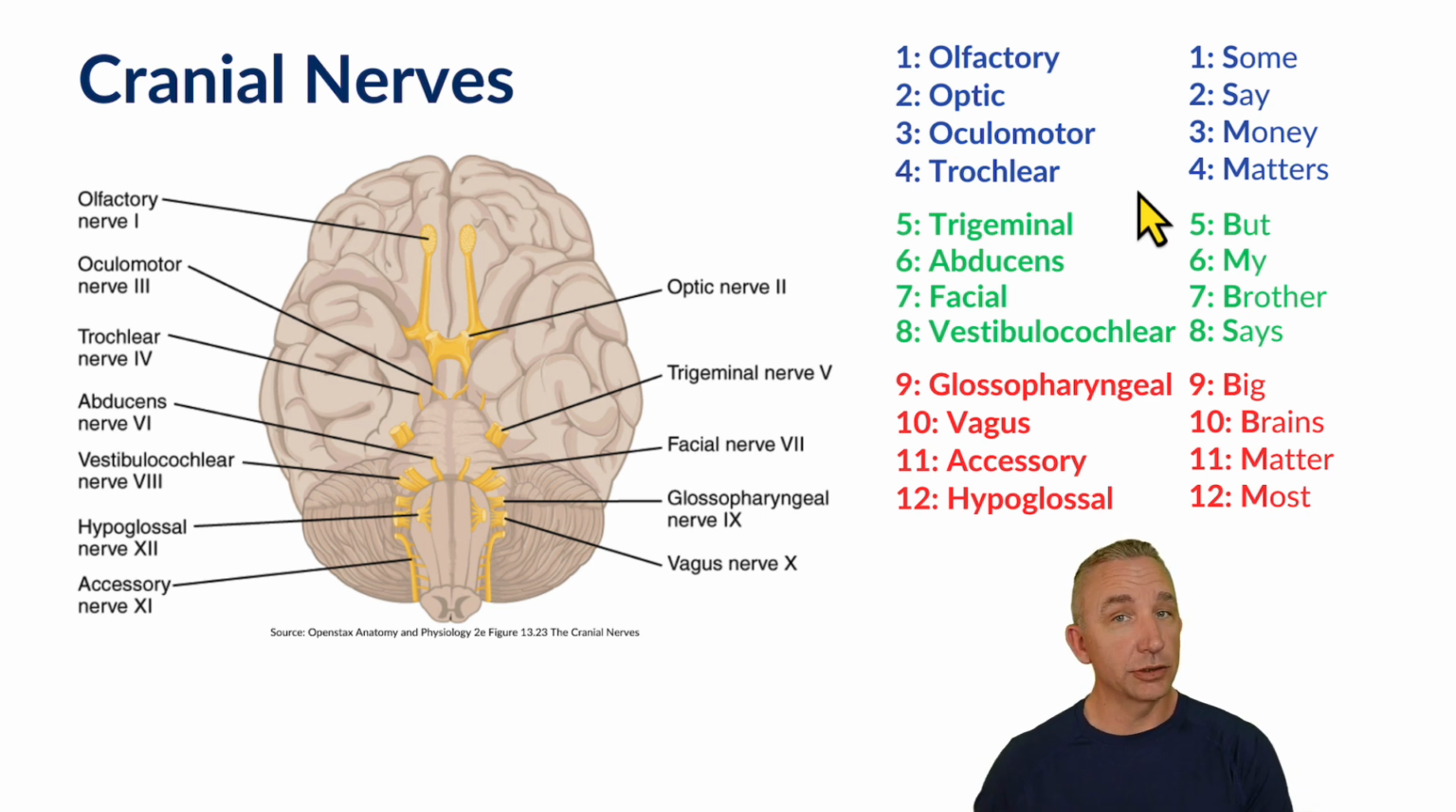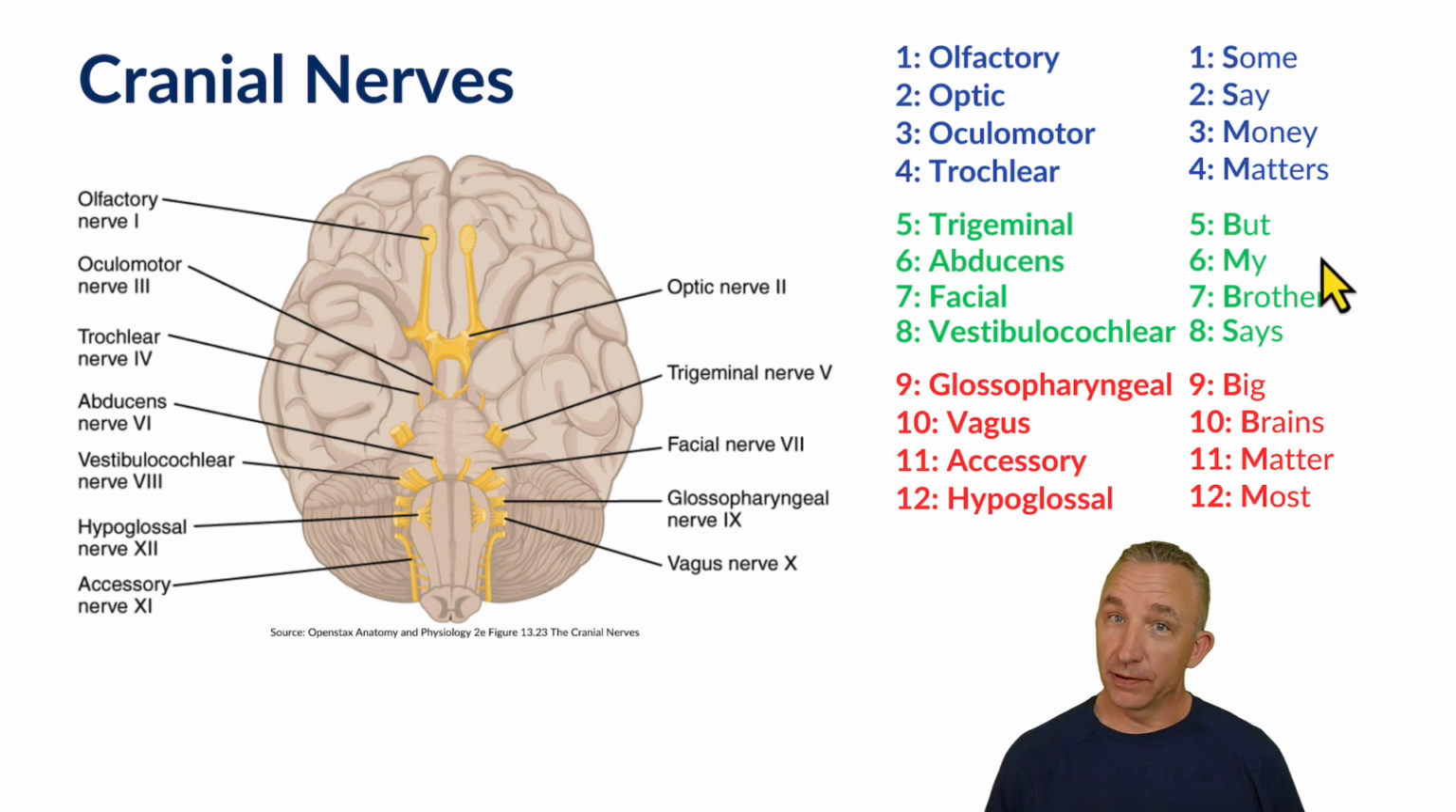And then we're trying to associate what do they do by function. So I did add this mnemonic that says some say money matters, and I'm using the first letter to indicate is it sensory or motor. For the first 4, I don't even use this mnemonic. I just learned SSMM. So now I have my first 4 covered. So I look at olfactory, sensory, optic, sensory, oculomotor, it says it in the word, motor, and then trochlear is motor. So I learned those first 4, SSMM.